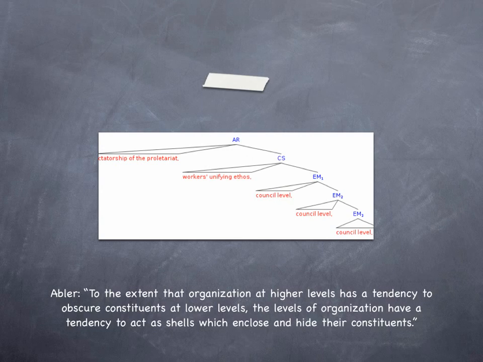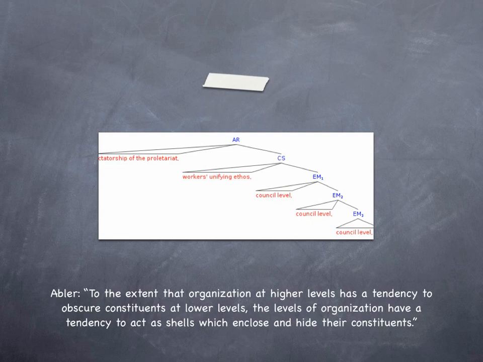From page 4 of his article, Abler writes, "To the extent that organization at higher levels has a tendency to obscure constituents at lower levels, the levels of organization have a tendency to act as shells which enclose and hide their constituents." Abler is making a very general point. He's making a point about nature itself. But notice that the same thing is true psychologically.